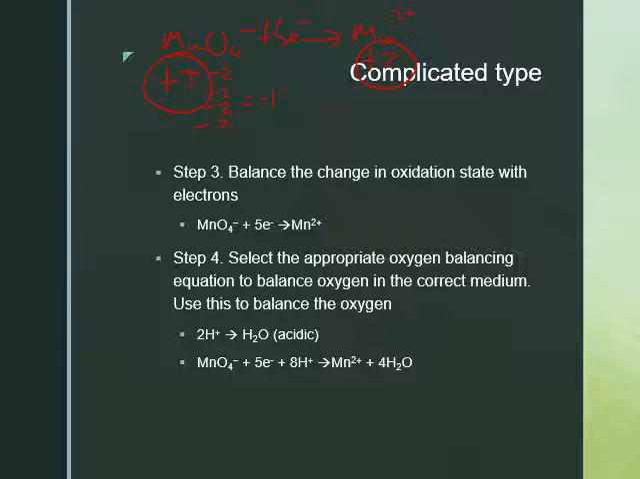Next, I need to balance the equation in the correct medium. In this case, we are told it's acidic. So for acidic, we have H2O to 2H plus, and 2H plus to H2O. Now looking at this case, there's too many O's on the left. So I should choose the one which has more O's on the right to balance. How many O's do I have? 4. So I need to add 4 times of this. So I have 8H plus and 4H2O. And that gives me the full equation.